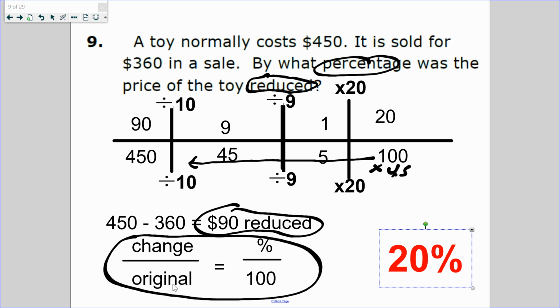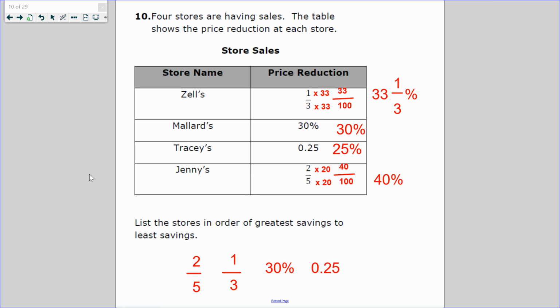So there will be another question similar to this one, but that would be a price increase. 4 stores are having a sale. Zell's, Mallard's, Tracy's, and Jenny's. Here are the price reductions. Put them from greatest to least.